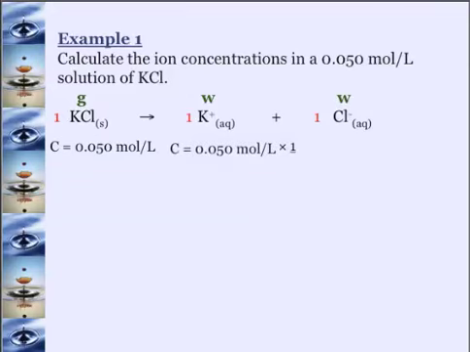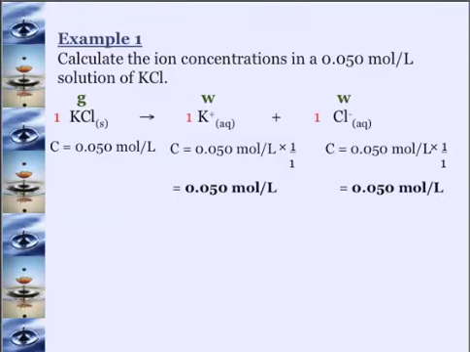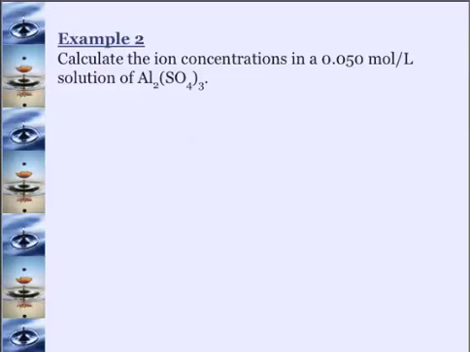So we know the concentration of our given, and we're going to multiply that by this ratio of 1:1, our wanted to our given. That gives us a concentration of 0.050 moles per liter of both of our ions in this particular case.